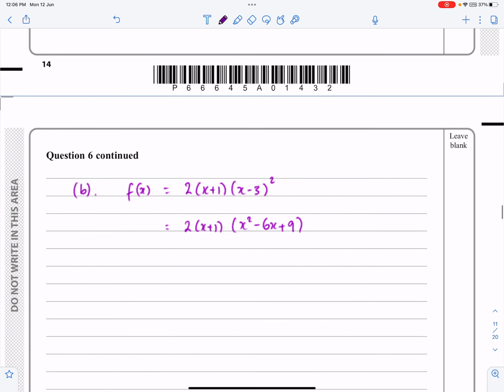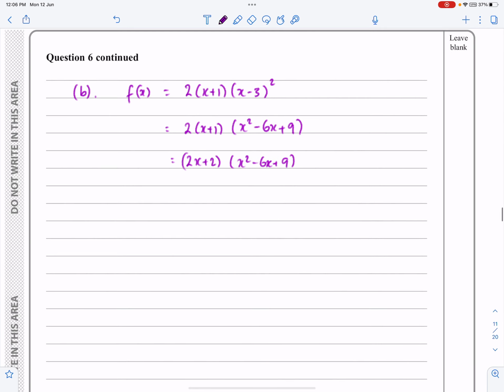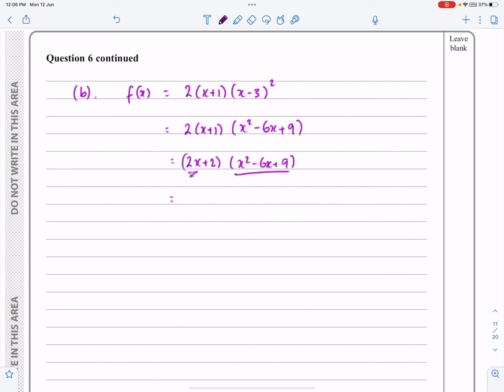So multiplying that now, we've got 2x plus 2 times all of that. And I always find these relatively straightforward to do. I'm going to do 2x times all of that, should be easy. And then I'm going to do 2 times all of that, should again be easy. So multiplying this out, 2x times all of it is going to give me 2x cubed, 12x squared, and 18x. And then 2 times all of it is going to give me 2x squared, 12x, and 18.